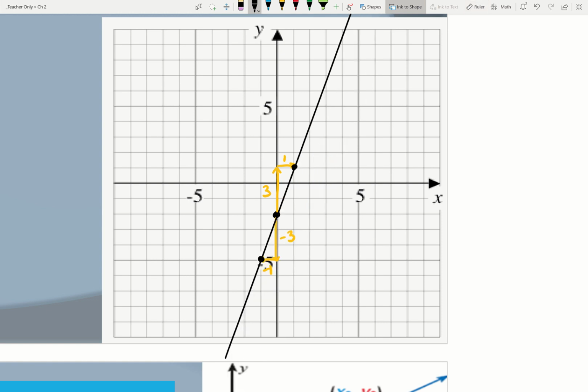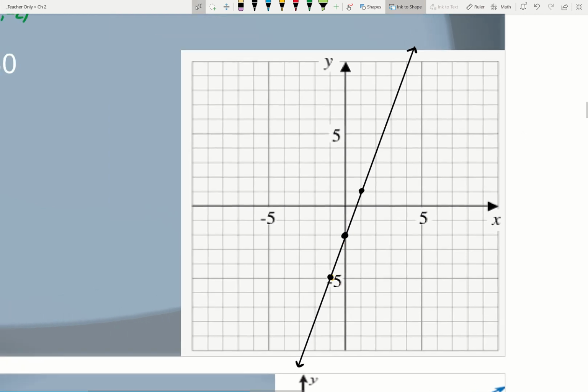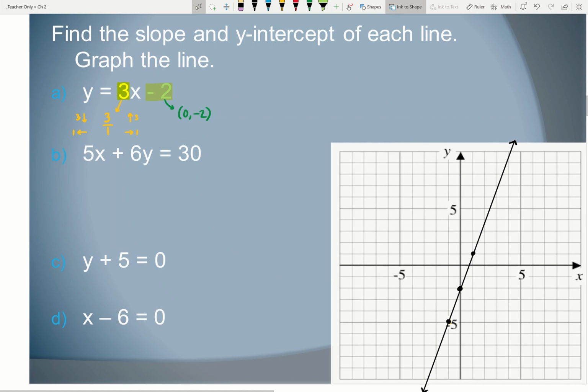A couple of notes about drawing the lines, right? You'll notice that I drew this all the way through the grid. That's very, very important. And you'll also notice that I put my arrowheads on both ends of the line just to signify that these keep going indefinitely, okay? So definitely things I would like to see you doing whenever you're creating your line pictures, all right?